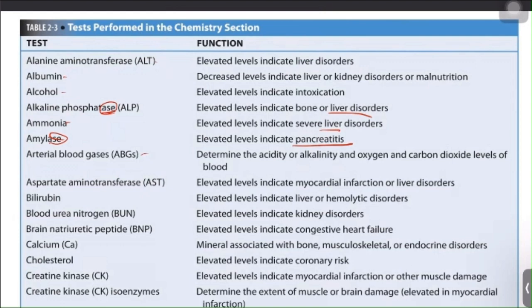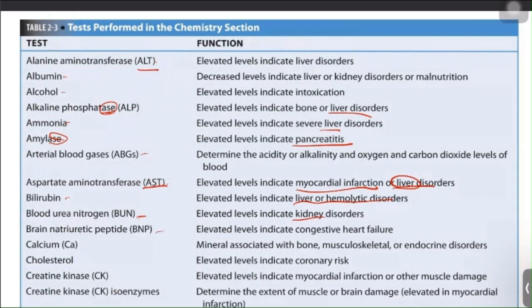ABG, of course, this is tested in your clinical chemistry section. This evaluates acidity or alkalinity and oxygen and carbon dioxide levels in the blood. Another enzyme, yung AST, for MI or even liver disorder. But most of the time, hindi natin ginagamit for MI because this is also produced by liver and mas marami coming from your liver. Bilirubin, of course, liver function or even hemolytic diseases. BUN, your blood urea nitrogen, elevated for your kidney. So this is one of your kidney function tests. So AST, ALT is being evaluated on your liver function. Your BUN, creatinine test for your kidney function.